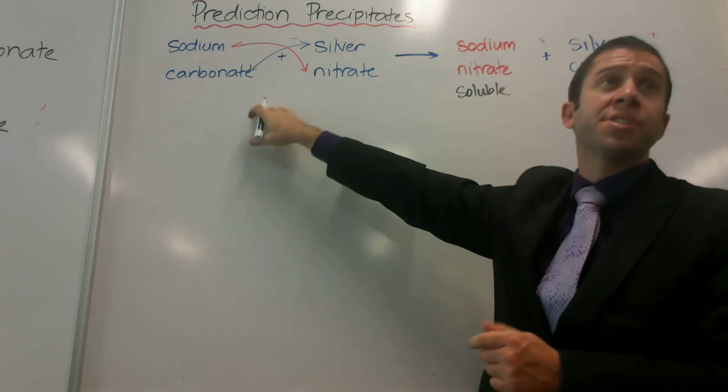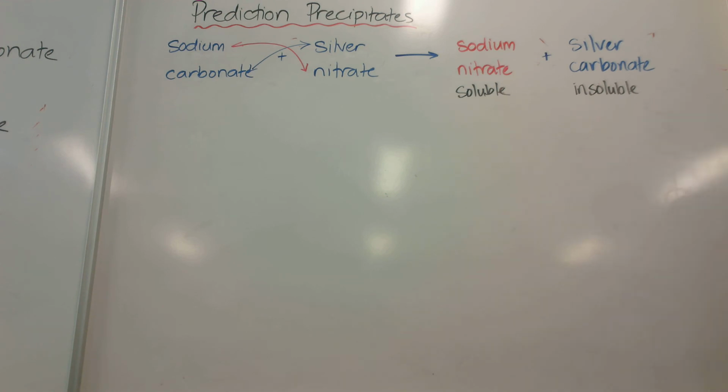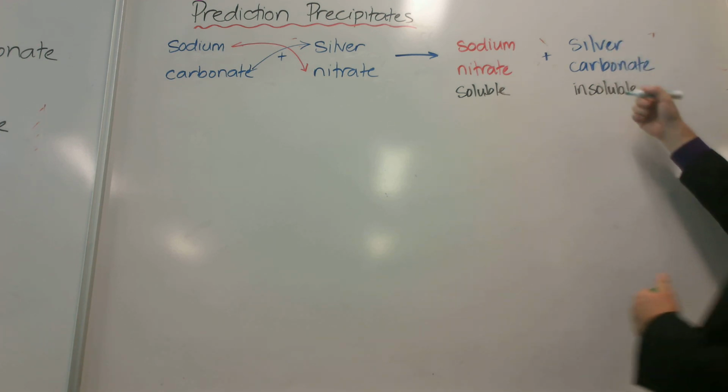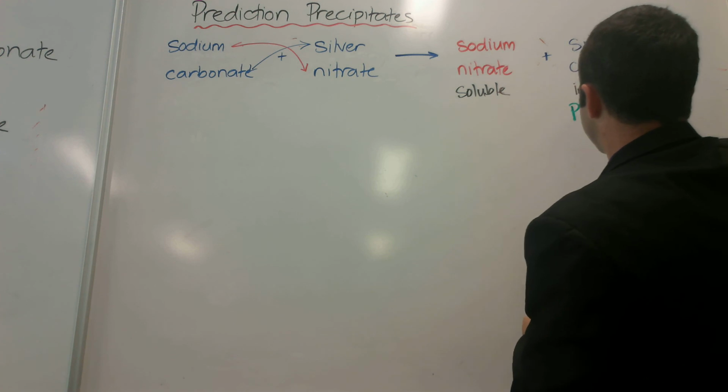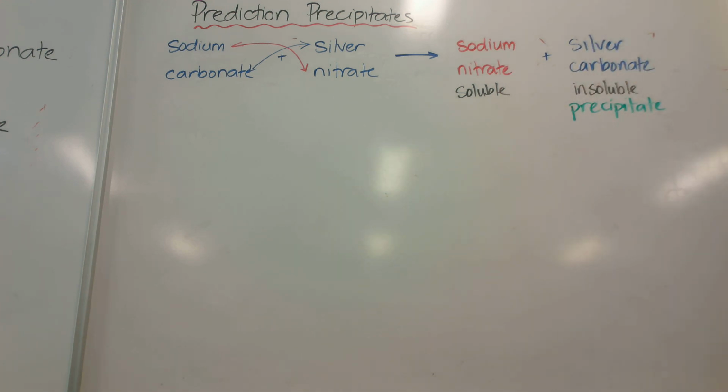If I have two solutions together and I make something insoluble, what type of reaction do I call that? It's on the board for you, kind of. Don't be afraid to get it wrong. What type of reactions are we learning about at the moment? Precipitate. Well done. So this is what we call a precipitate, and this type of reaction is called a precipitation reaction.